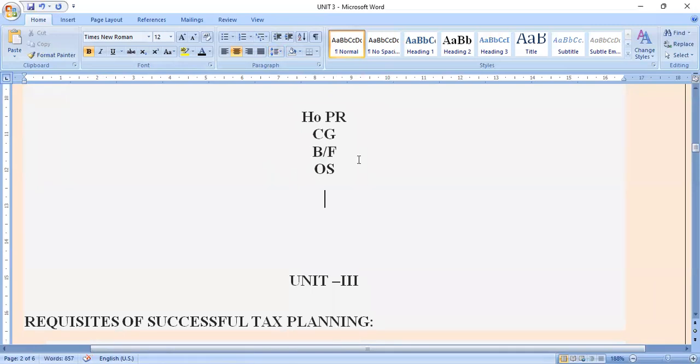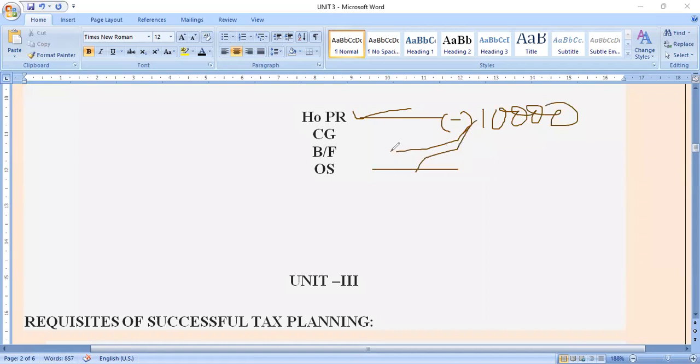What does set off mean? Suppose in a particular year the company did not earn profit under the head income from house property. Let us take an example: the income from house property loss is 10,000 rupees. The company has lost 10,000. Can this 10,000 be deducted from the profits of any other income, that is income from other sources, income from business or profession, or income from capital gains? That will be discussed under set off of losses.